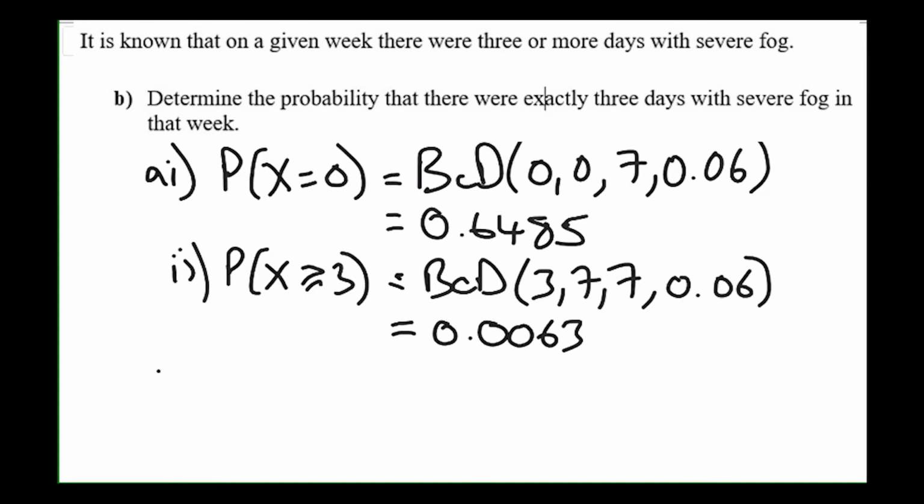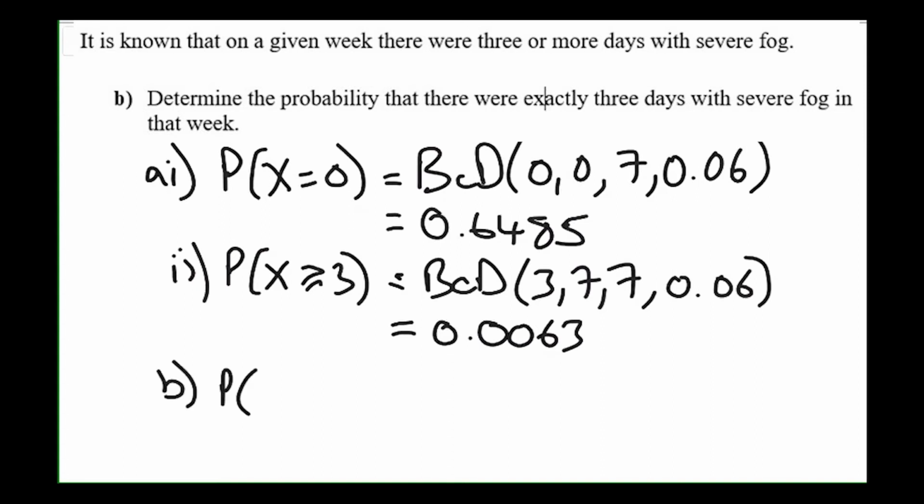Next, we're told it is known that on a given week there were 3 or more days with severe fog. Okay, this looks like a conditional probability question already. Determine the probability that there are exactly 3 days with severe fog in that week. Okay, so we already know there was 3 or more, and we're looking for the probability that there was exactly 3. We're going to write this out as a given probability, just as we usually would.